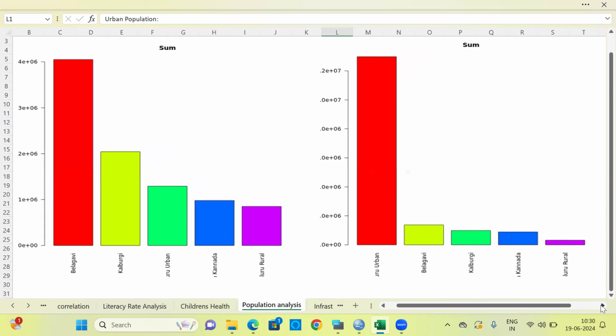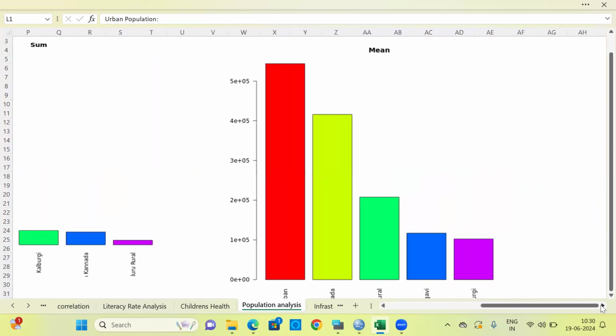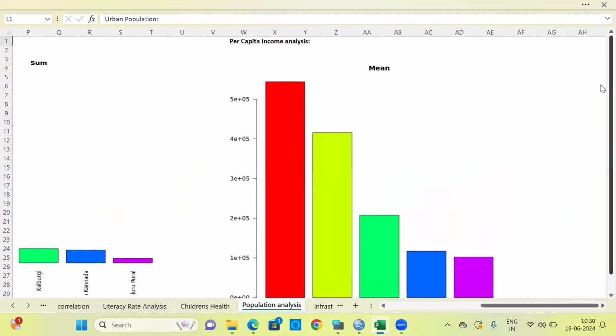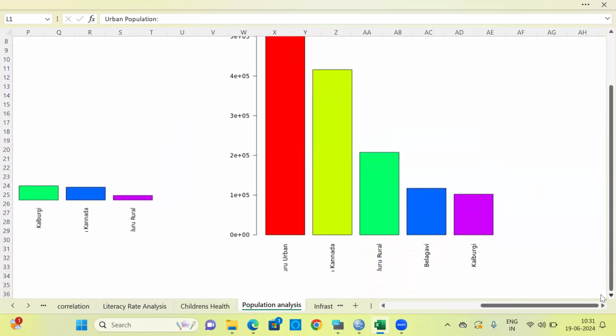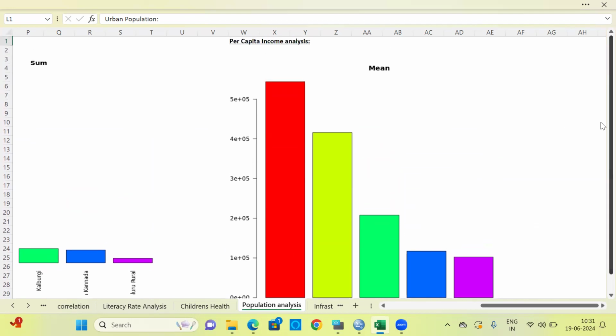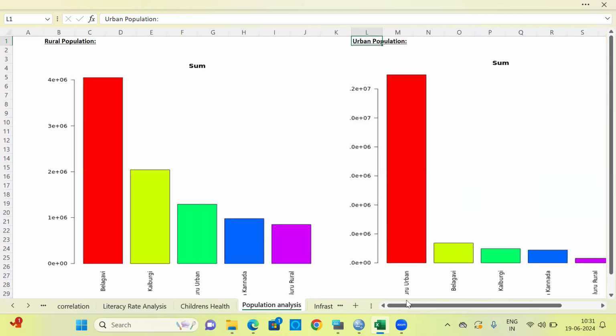Let me now scroll to the right side. What are we doing in this chart? You can see here, we are studying the per capita income analysis. Clearly, the first bar, that is the red color bar, tops the list. Let's look at the district which has the highest per capita income. This is Bengaluru urban. Then we have Dakshina Kannada, followed by Bengaluru rural. This gives us the distribution of the per capita income. So these three graphs, that is the bar charts, give us the distribution of the population and per capita income.